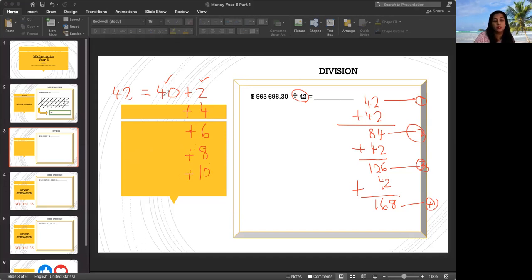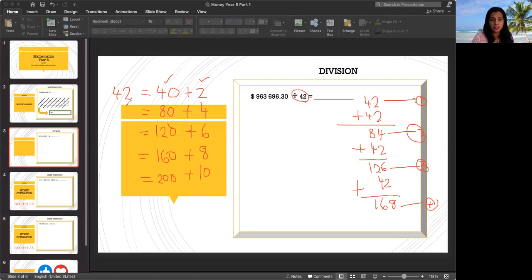Now, times table 40 is basically times table 4 with an added 0 at the back. So 40 becomes 80. 4, 8, 12, then it's 120. 4, 8, 12, 16, then it's 160. 4, 8, 12, 16, 20, so this would be 200. Add them back. And that's when you have times table 42 with you.